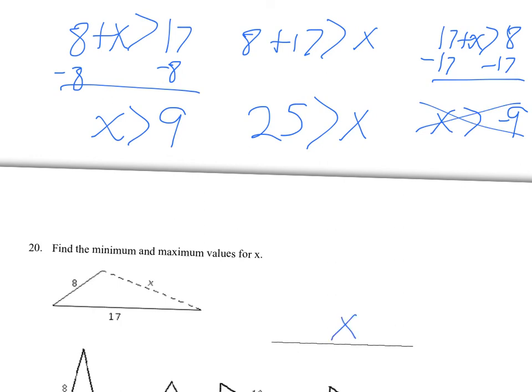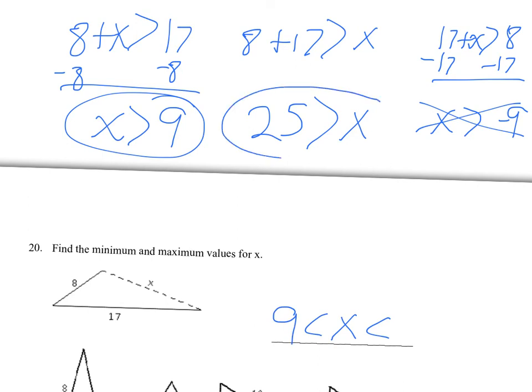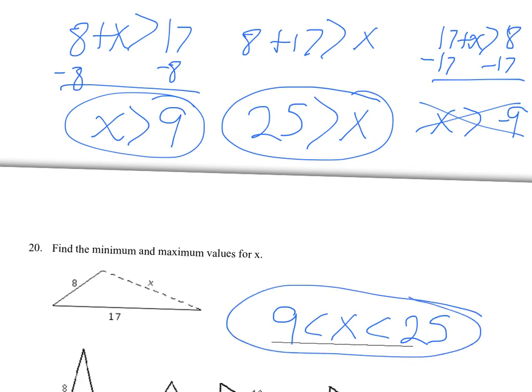And our answer is going to look like this. What number is x larger than? X is larger than 9, so 9 goes here. What number is larger than x? 25 is larger than x, so that answer goes there. And that would be the range of x values for this triangle.